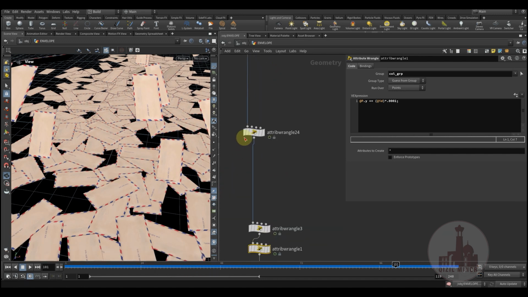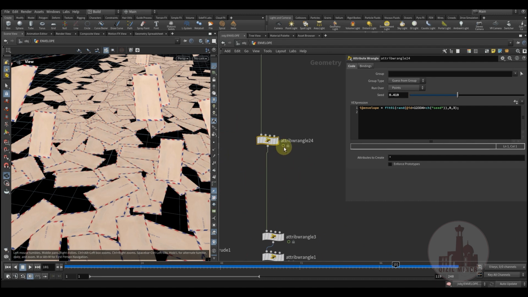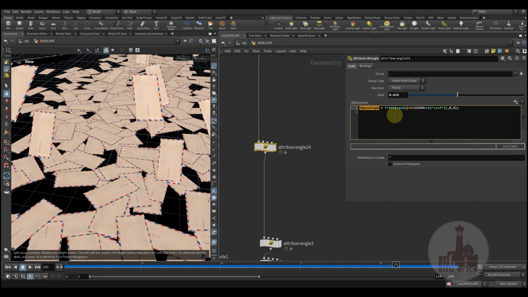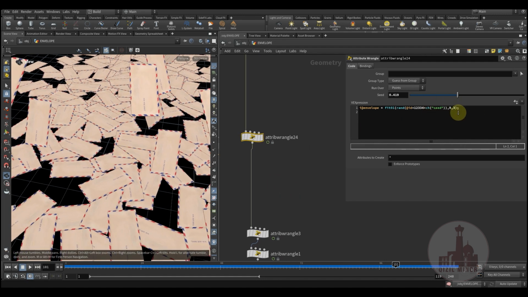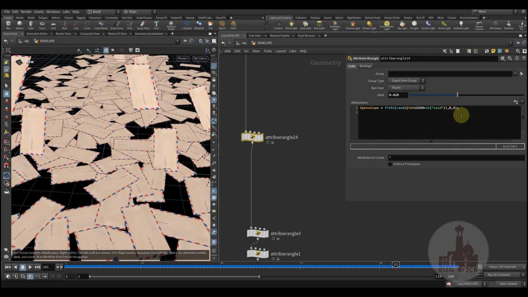Okay, and here's the main randomizer happening. Here I have my envelope attribute being created, and I'm using this expression to add a variation, since I have three or four types of envelopes. I think I have three in this case, so I'm using this number. If you have more variations of texture, you will use the number that you have.